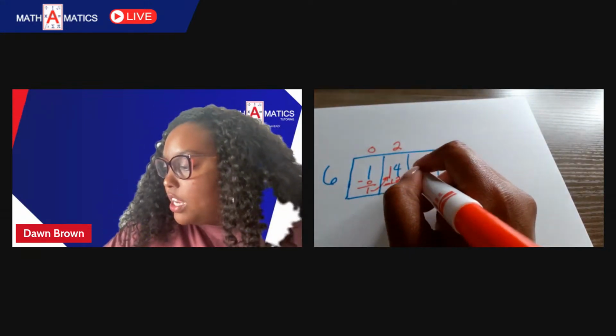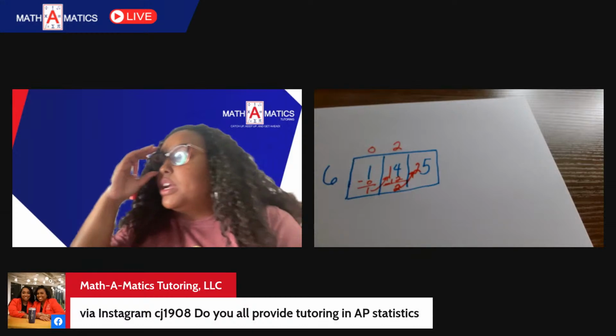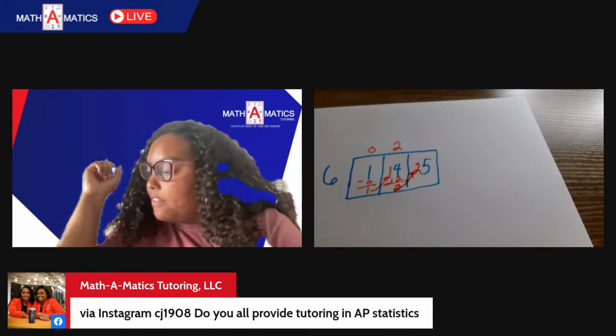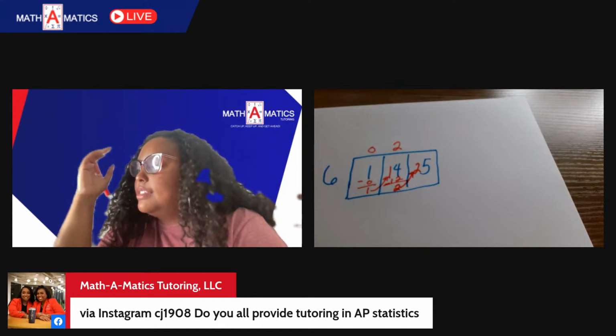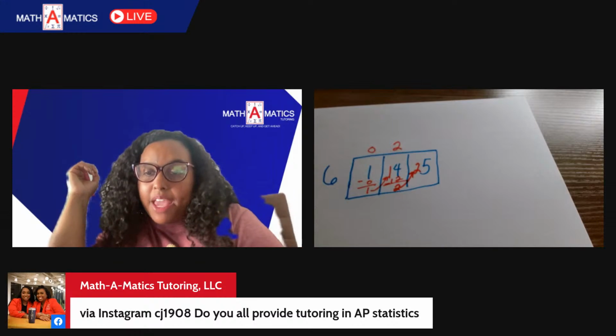And then again, we're going to bring up. And we're going to get 25. So now how many groups of 6 are in 25? Well, we know what 6 times what gets us close to 25. If anybody knows, you can drop that in the chat.